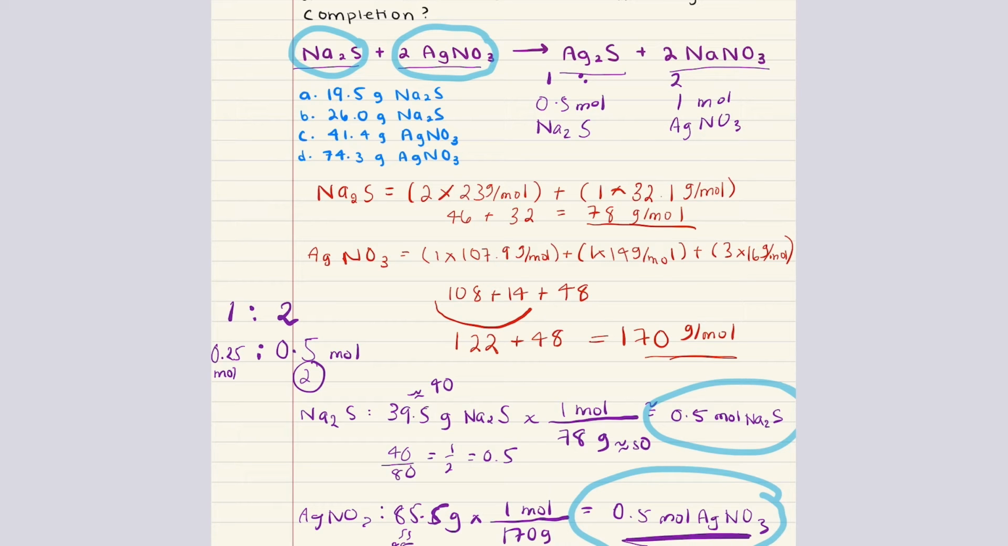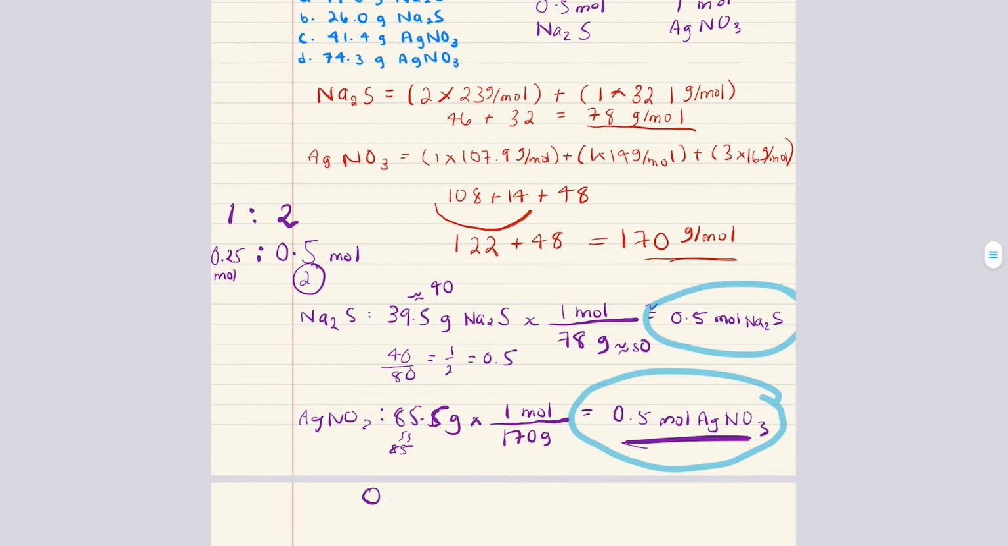If we're only using half of our moles of our excess reagent, that means that we're going to have half of it left. We're going to have 0.25 moles of sodium sulfide remaining. Let's figure out what that is in grams because that is what our problem is asking. It is asking for the mass of our excess reagent.